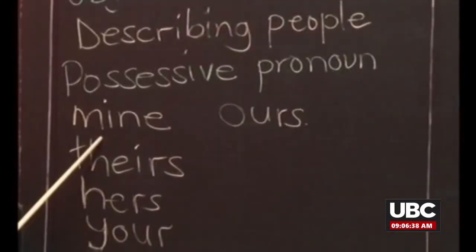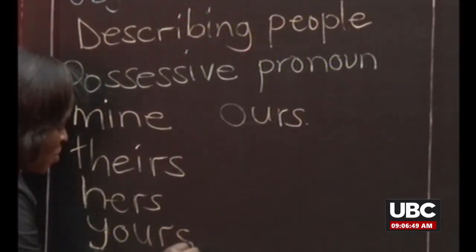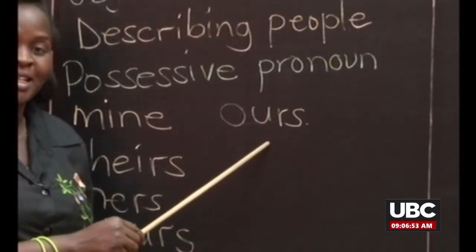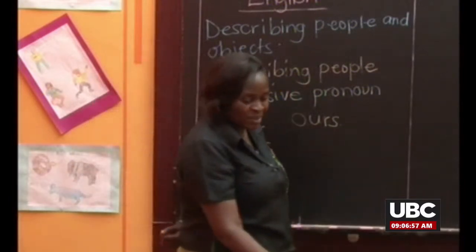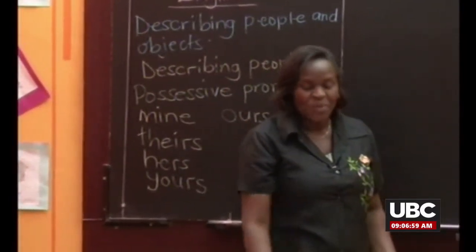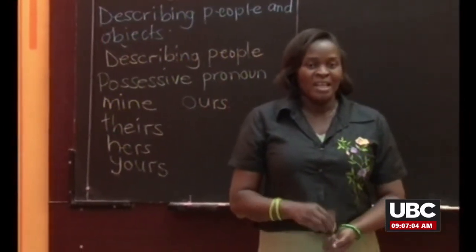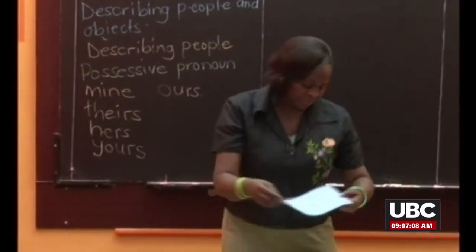Mine, theirs, hers, yours. Let's add s. That coat, it is yours. And our last word today, it is ours. Now, let's get our simple sentences and we see how we can use a possessive pronoun after reading our sentences.